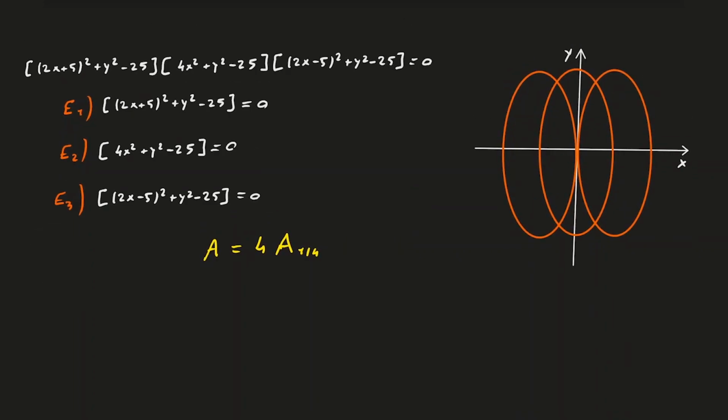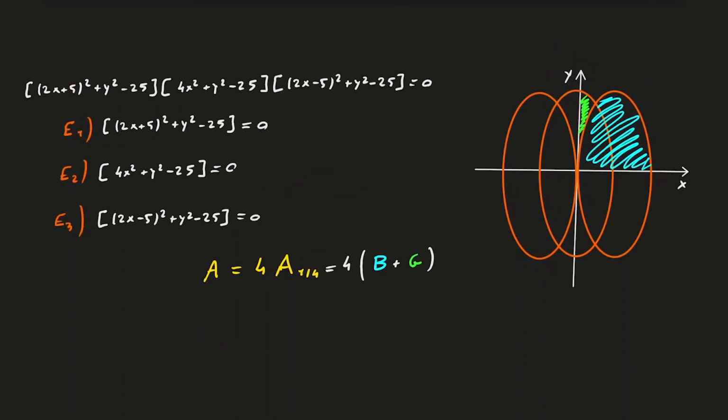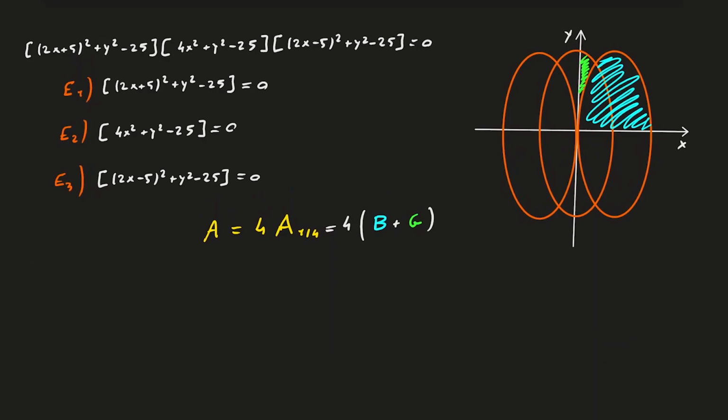So what is the area of 1/4 of this pumpkin? Well, it could be the sum of this area right here plus this green area here. So this equals 4 times the area, the blue area, plus the green area. And how can we get those? As you can see, they are areas under a curve. So we have to find some equation, and using integrals we can find those areas. In particular, let's first focus on the blue area because it is simpler.